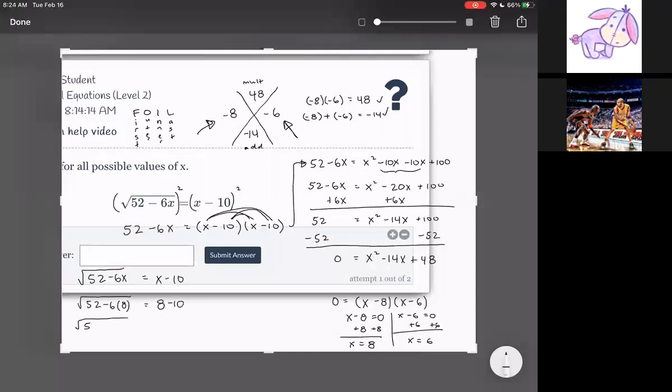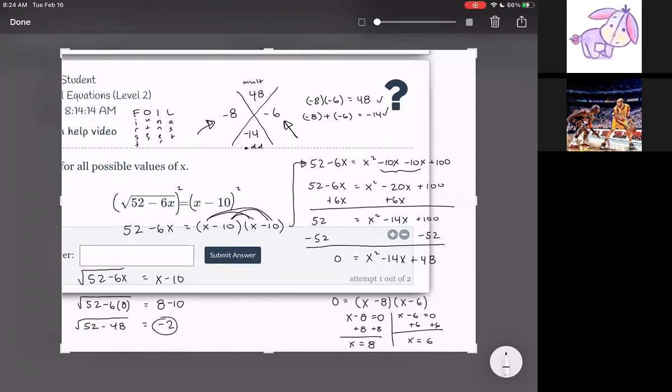We get 52 minus 6 times 8 is 48, which is equal to negative 2. All right, so can a square root give you a negative 2? No, right? Because a square root should always give you a positive number. So if it says our square root should be equal to negative 2, that's already a problem.